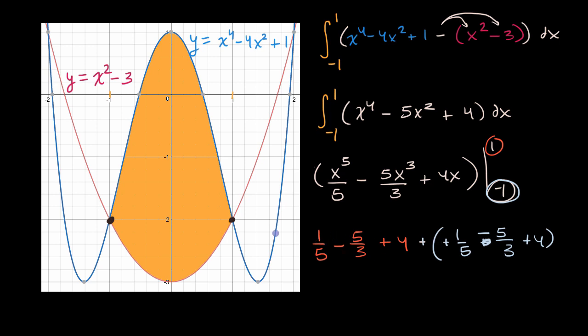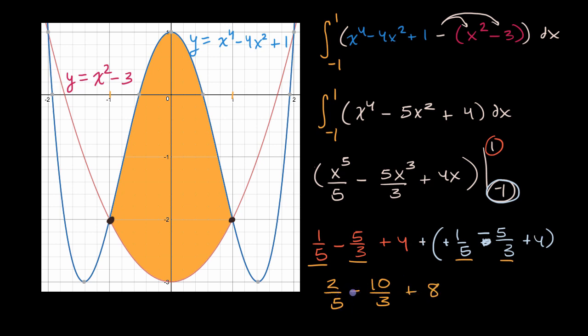I just distributed the negative sign. And so you have 1/5 plus 1/5. 1/5 plus 1/5 is going to be 2/5. And then we have minus 5/3 minus 5/3. So that's going to be minus 10/3. And then we have 4 plus 4, so plus 8.